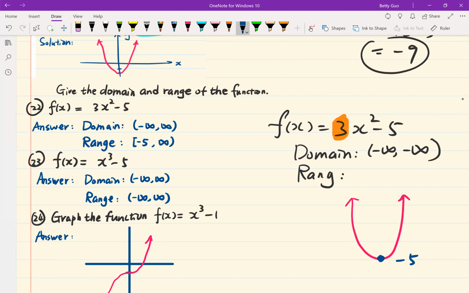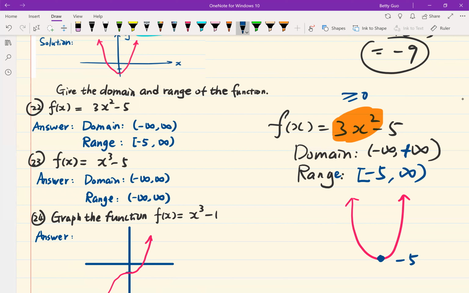How do we know that? Because this part is bigger than or equal to 0, right? Because it's 3 times x squared. So the orange part is bigger than or equal to 0. If you minus 5, then the whole function is bigger than or equal to negative 5. That's how we know. The range is negative 5 to positive infinity.